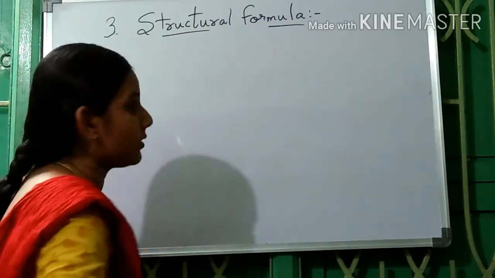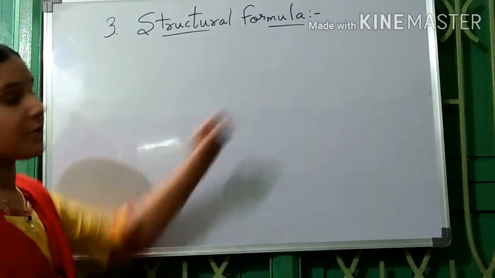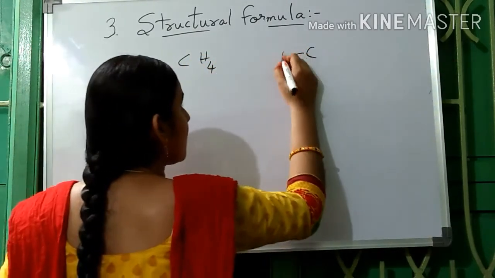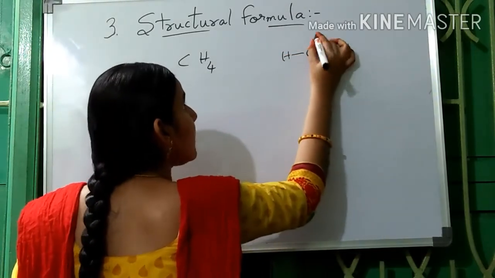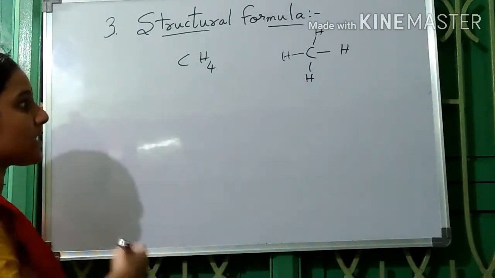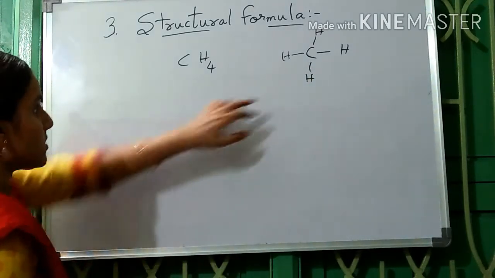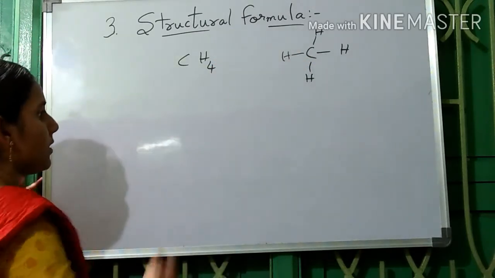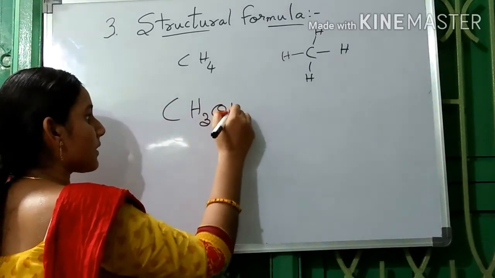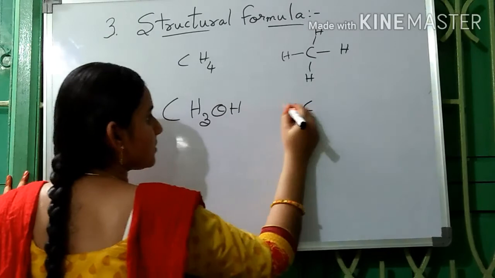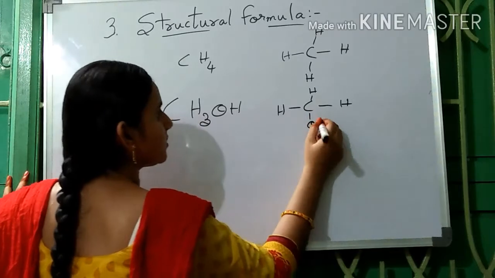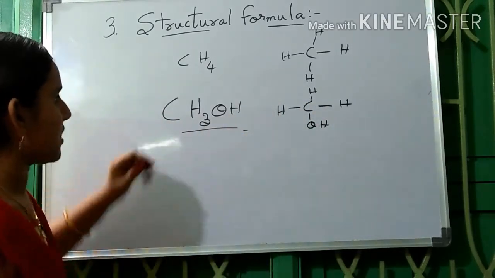Structural formula. I have mentioned this before. For CH4, the structural formula would be like this. In this type of formula, it shows the linkage between the atoms, which atoms are linked with what. Let us take one more example, CH3OH. It shows like this. It is the structural formula.